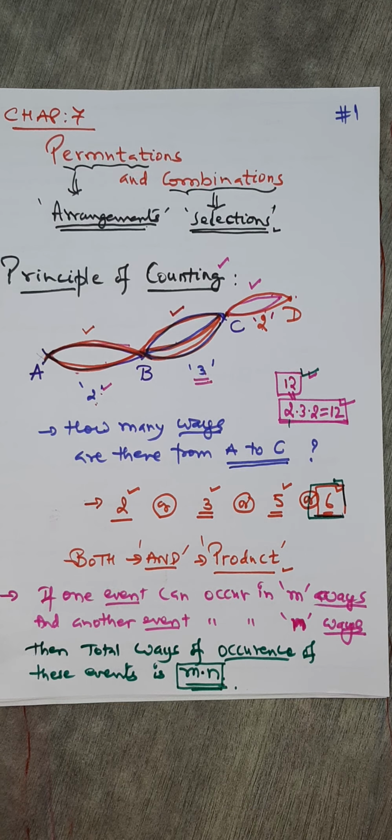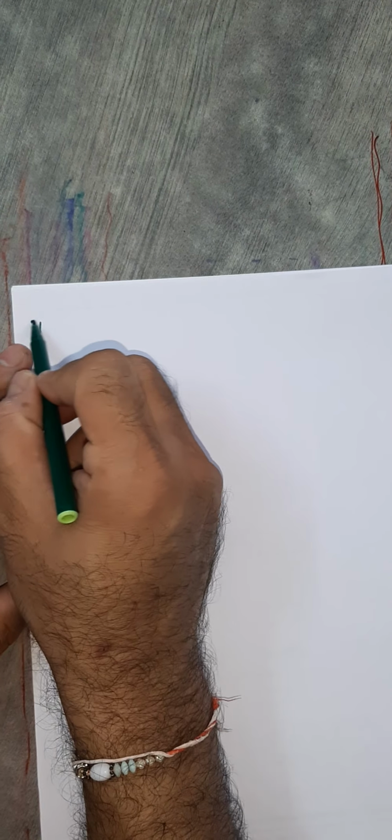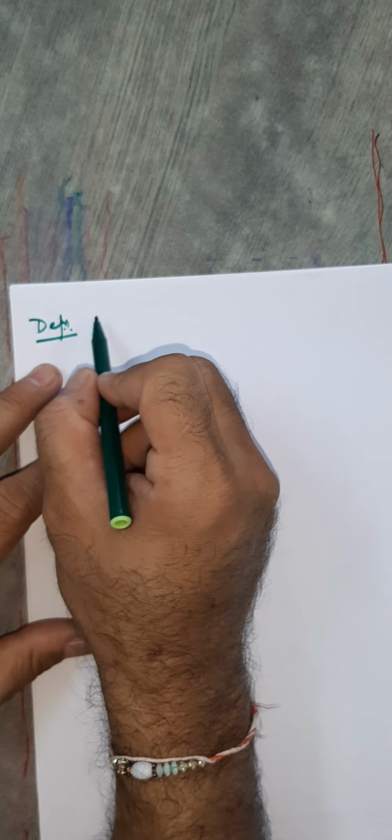Now the next concept, which you have not studied earlier, I suppose, is called the factorial symbol. So let me write that here. The next point is the definition of factorial.